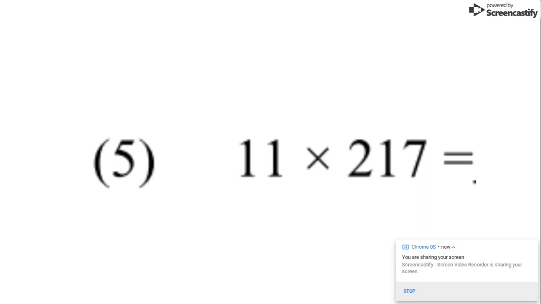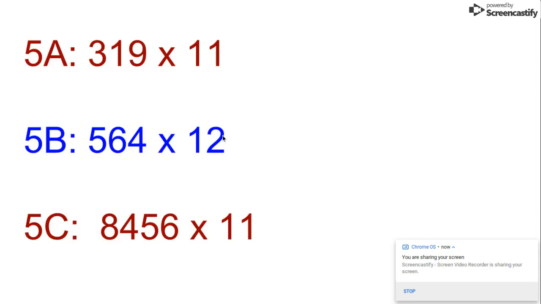All right, 217 times 11. Whenever you times anything by 11 or 12, you definitely want to break it apart. Break that 11 into a 10 and a 1. 217 times 10 is 2,170. 217 times 1 is 217. 2,170 plus 217 is 2,387. You can use that trick whenever you have 10s, 11s, or 12s. Pause your video and give this one a shot.